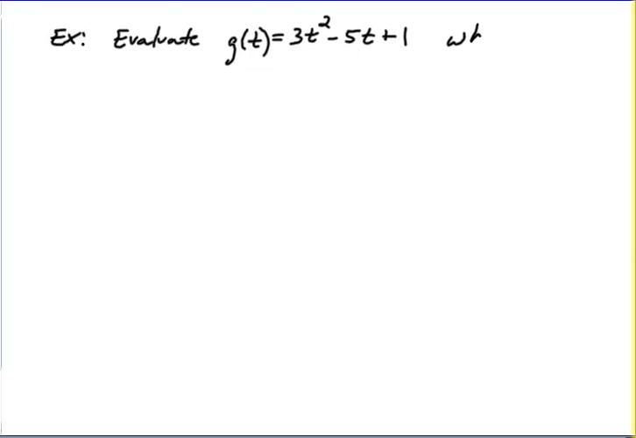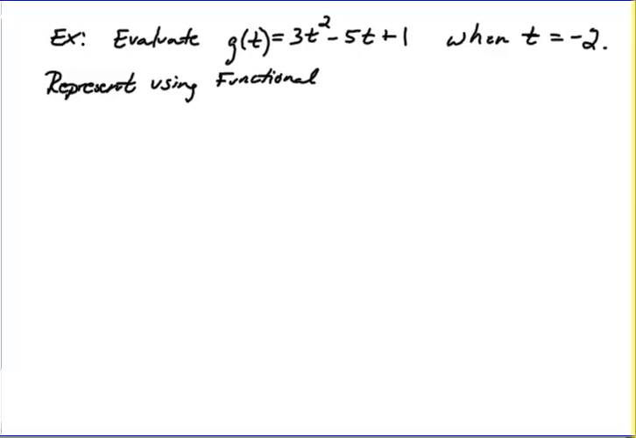Okay, so I want you to evaluate this when t equals negative 2. And I'm going to add something. I'm going to say represent with functional notation. Since they're using the functional notation everywhere, stuff in parentheses, we'll go ahead and put our answer in that notation to make sure we all understand it.